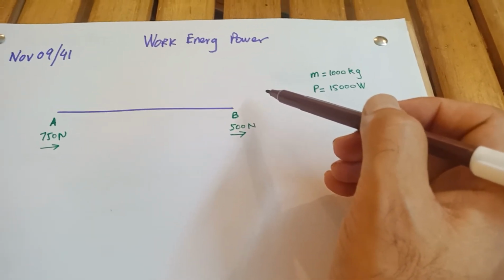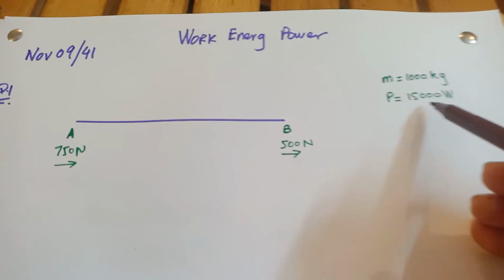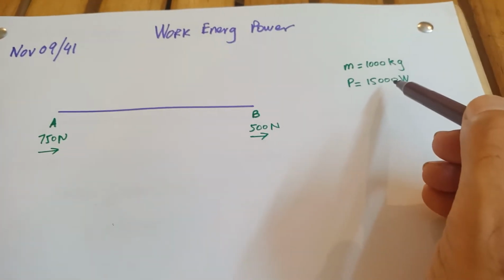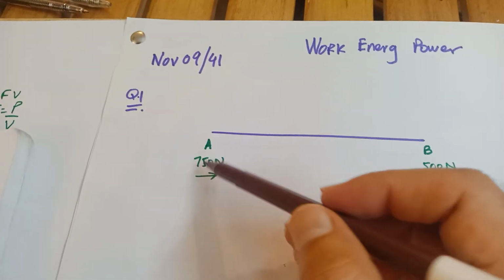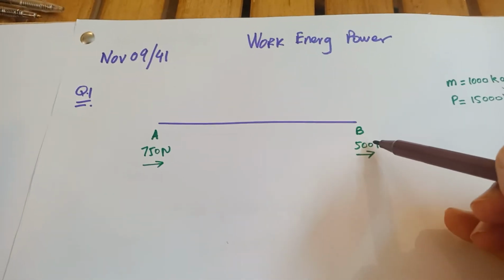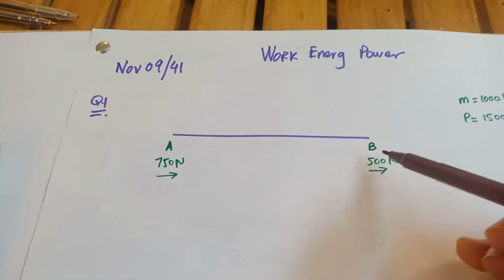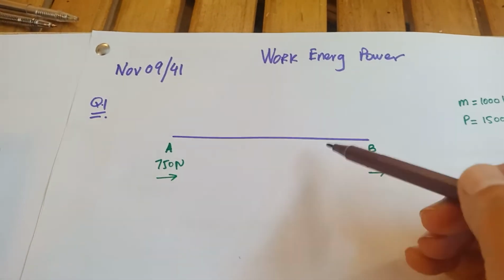It says the power of its engine is constant, and that is equal to 15,000 watts. Then it says the force exerted by the engine at the point A is 750 newtons, at B is 500 newtons. So we have to find the speeds at A and B, and hence the increase in kinetic energy. So guys, this is a basic question.